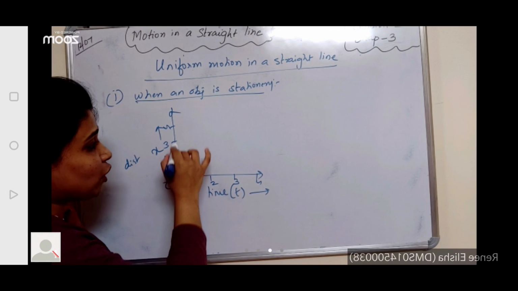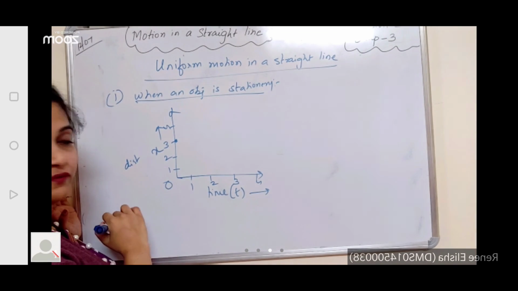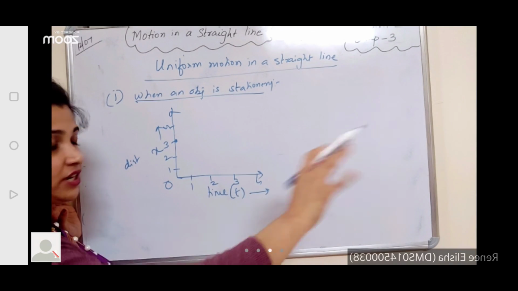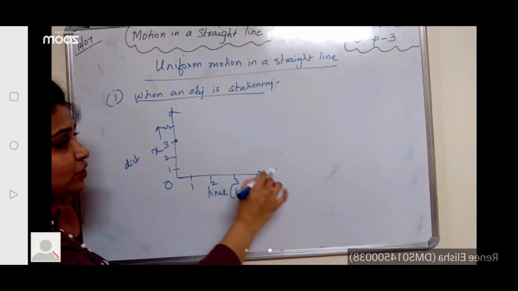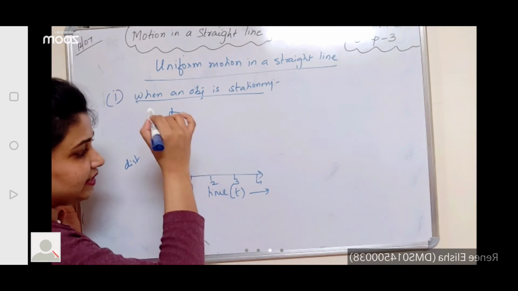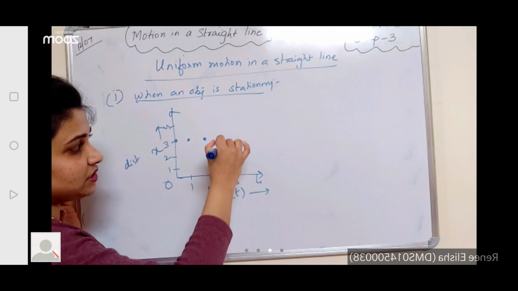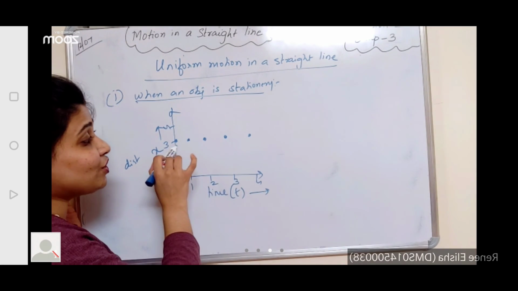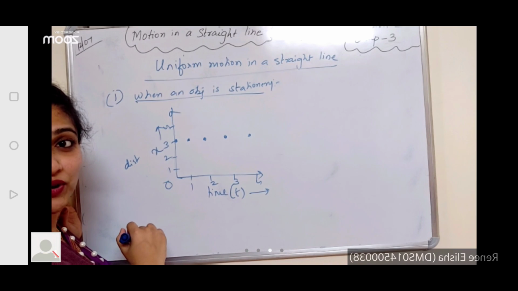Now, suppose an object is at 3 meters from the origin. It's not changing its motion. However much time goes by, it's still at 3 meters only. At 1 second, it's still at 3 meters. 2 seconds, still at 3 meters. 3 seconds, still at 3 meters. 4 seconds, still at 3 meters. It's not changing its position at all, right?